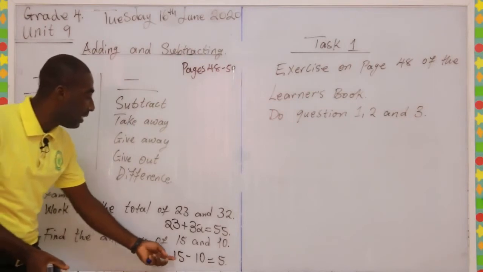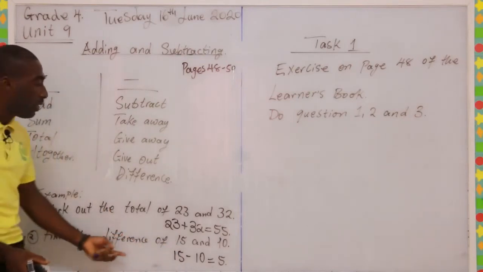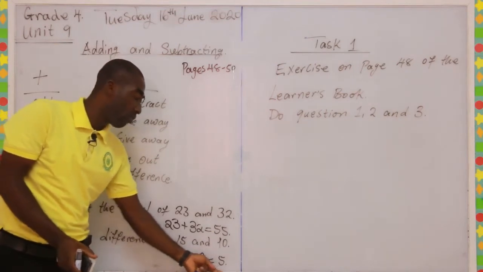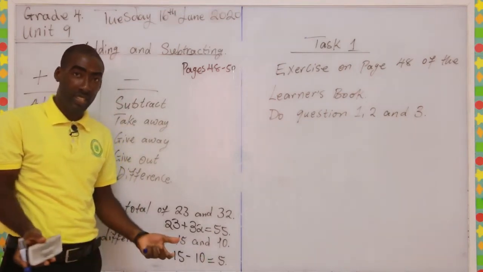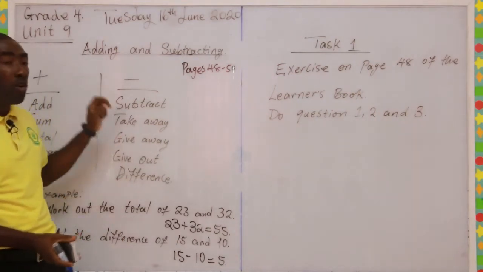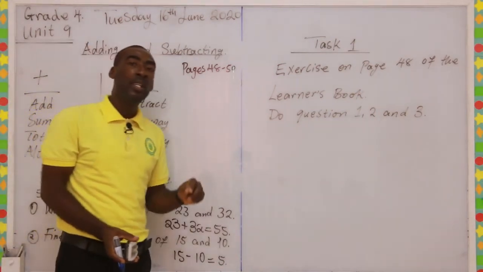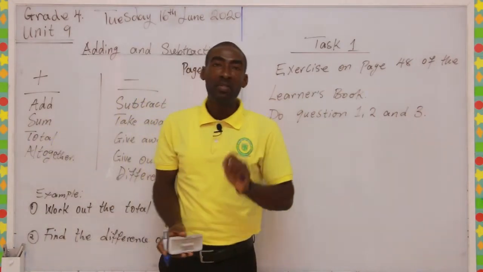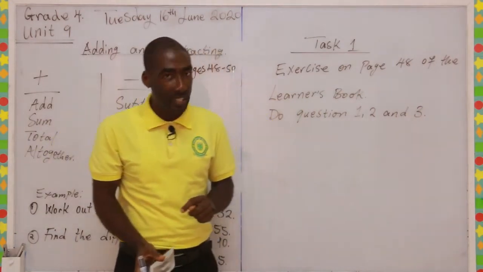So we are finding the difference. The difference between 15 and 10 is 5. We have to subtract to get this answer. Very simple, but we have to keep those words in mind so that we will always be sure whether we are dealing with subtraction or addition. With that, it becomes very easy for you to find your answers.